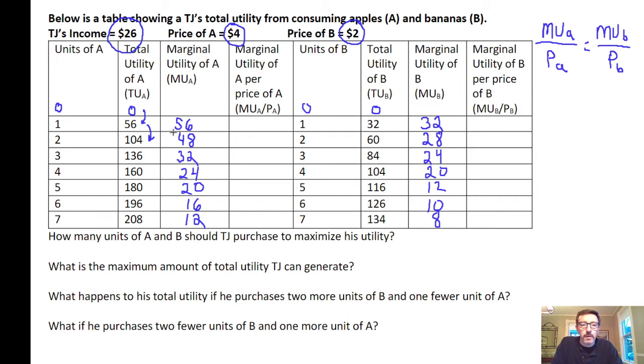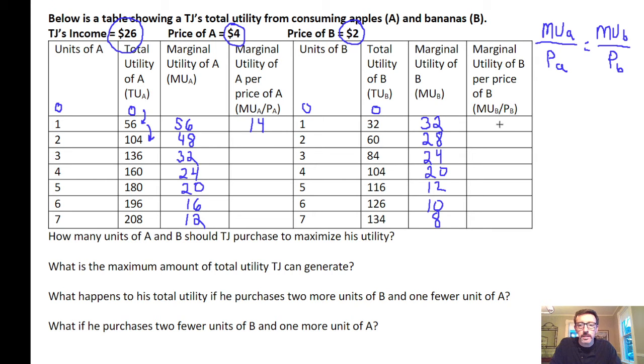So what we want to do is take the marginal utility we're going to get from this first apple, and divide it by the price to bring us to some sort of measure of satisfaction per dollar spent. You might think of this as getting the most bang for your buck. We really want to get something out of the money we spend. So 56 divided by 4 takes us to, I believe, 14. So that's 14 points of satisfaction per dollar spent.